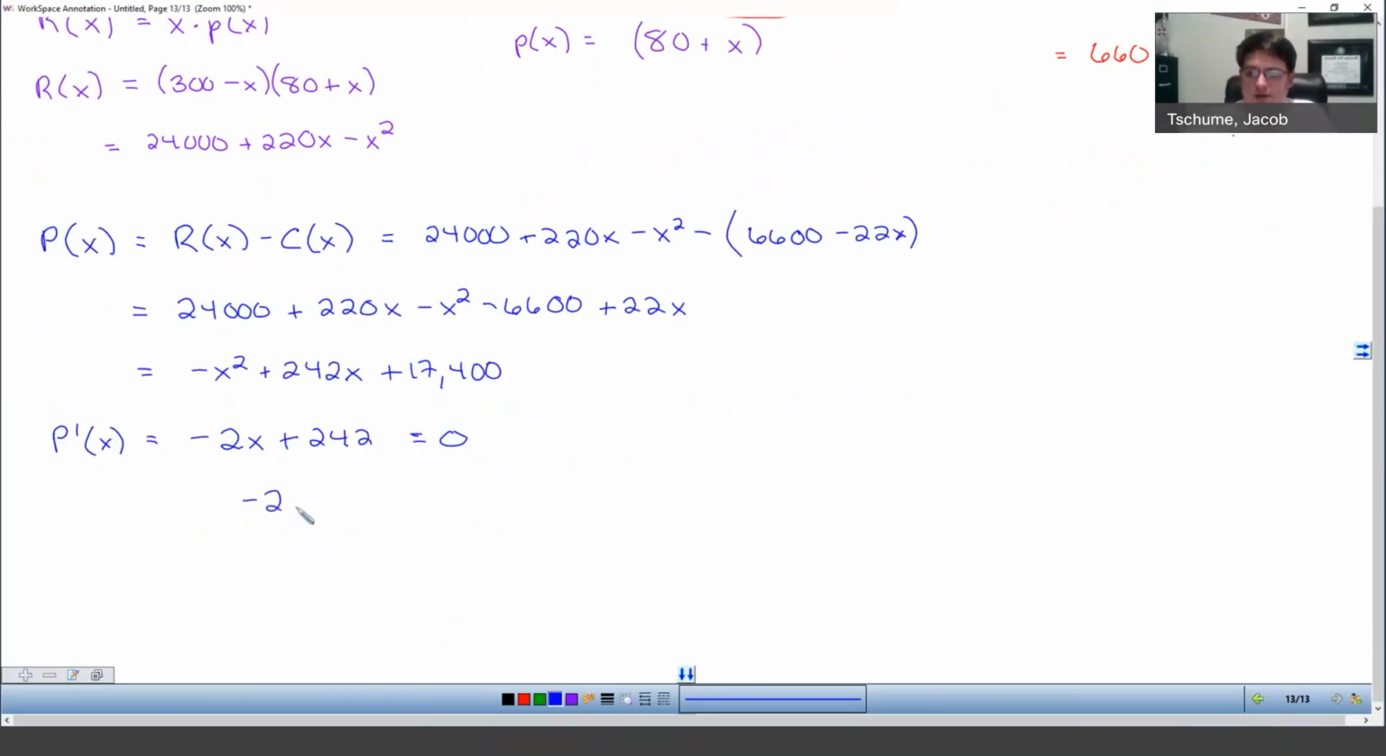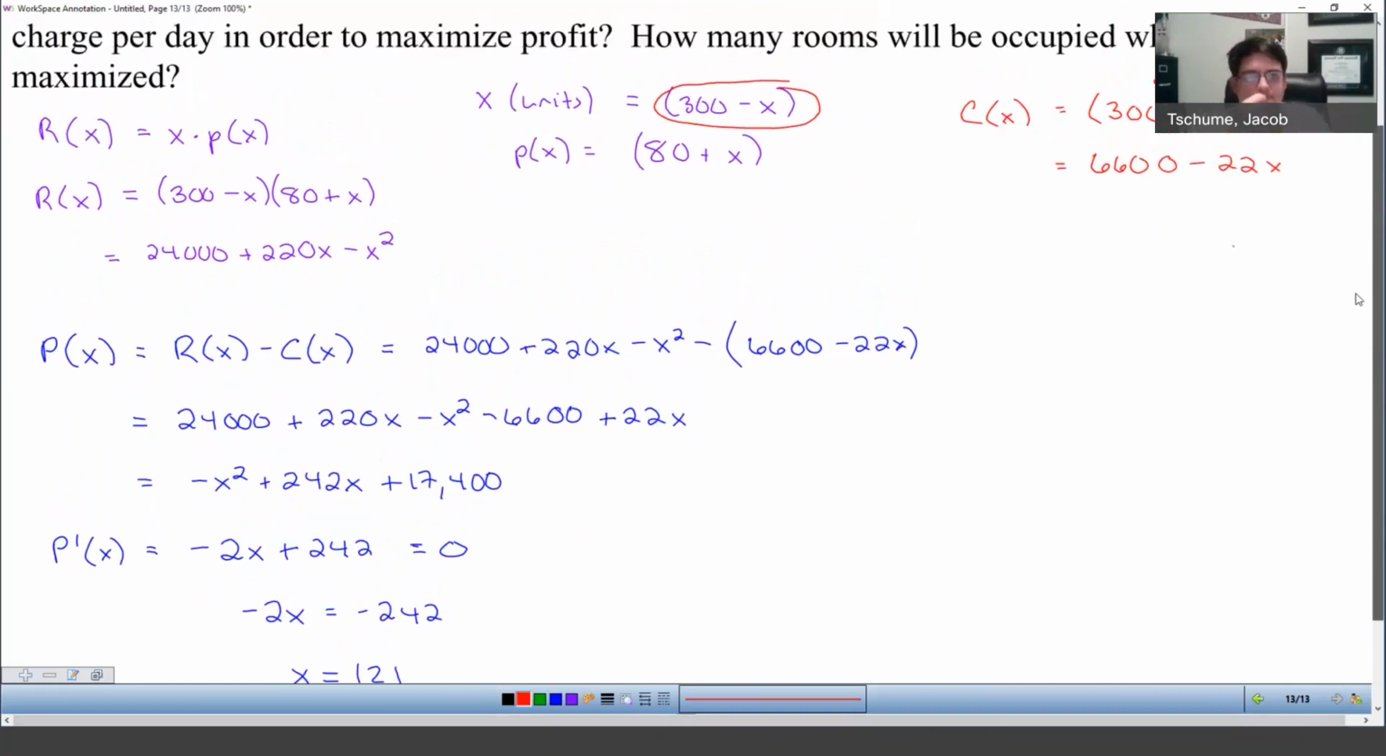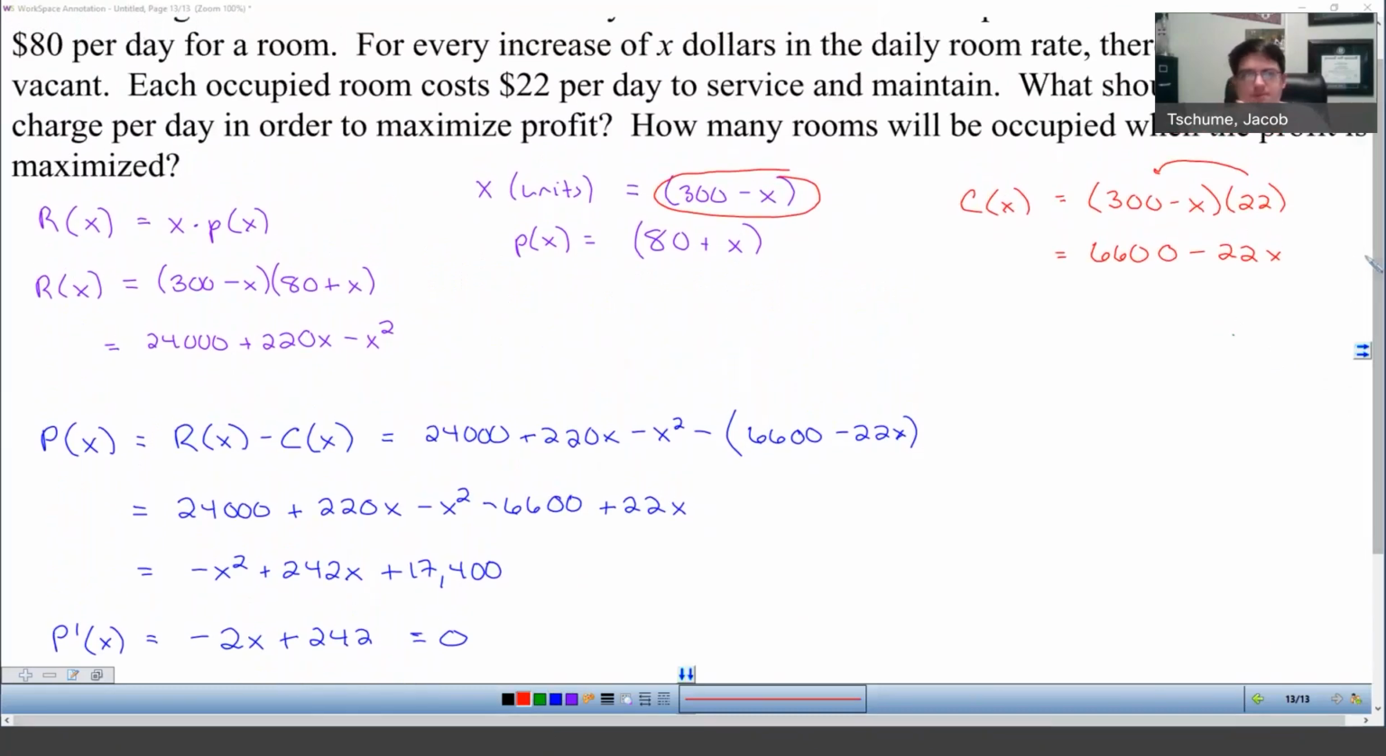If I subtract the 242 over, that would be negative 2X equals negative 242. And then dividing both sides by negative 2, I get an X value of 121. Now, I'm not going to box anything in yet because I got to go back and answer the questions from the beginning. So let's scroll way back up and let's read the two questions.